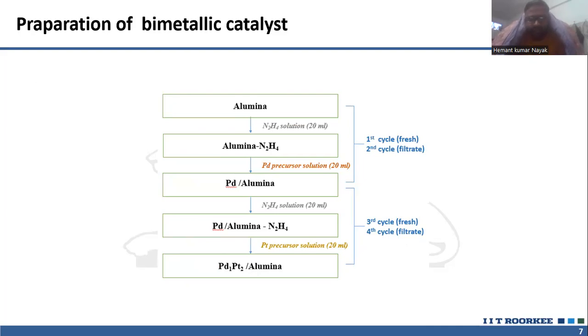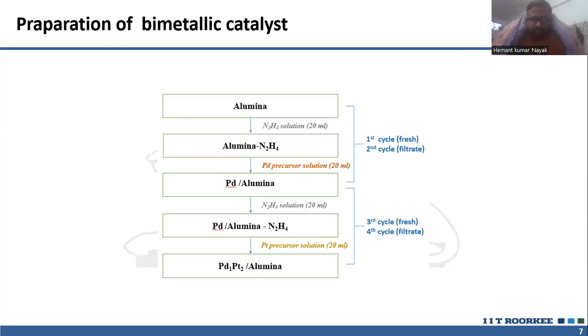And after that, bimetallic preparation. Once we produce the support, then we have to deposit the metals. We have alumina, and in this we have to perform 4 cycles. Once the deposition method setup is prepared, in the Buchner funnel we have to put the alumina, and then pass 20 ml of hydrazine solution. After a 10-minute holding time, 20 ml of palladium precursor is passed, and then palladium is also deposited on the alumina. So this completes the second cycle.